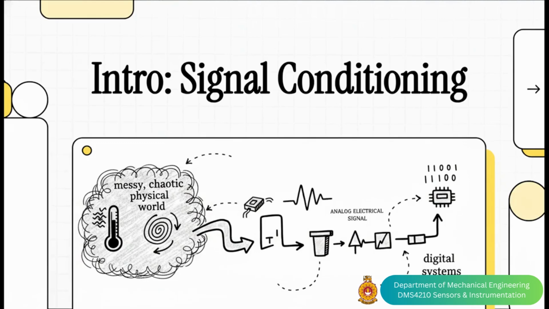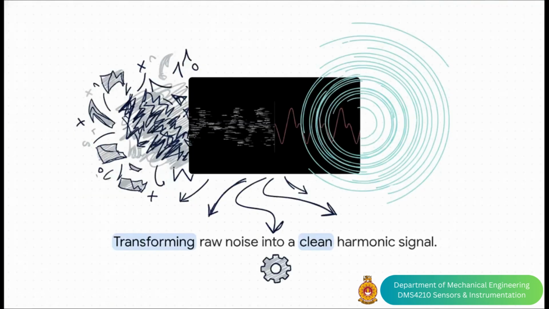Data is king, right? But getting from a messy physical phenomenon, something like heat or pressure, all the way to a pristine string of ones and zeros on a screen, well, it's a surprisingly wild journey. Let's just dive right into this explainer and demystify the invisible, absolutely indispensable bridge that makes all of this possible: signal conditioning.